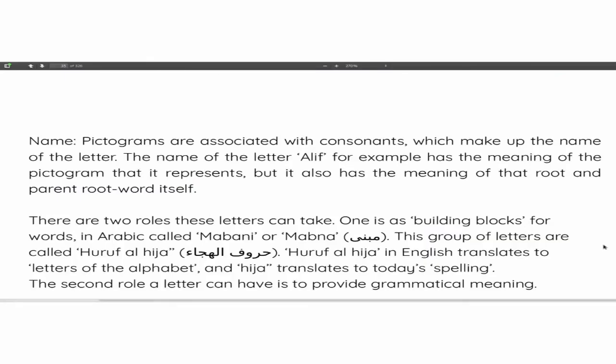Name. Pictograms are associated with consonants, which make up the name of the letter. The name of the letter, Alif, for example, has the meaning of the pictogram that it represents, but it also has the meaning of the root and parent root word itself.